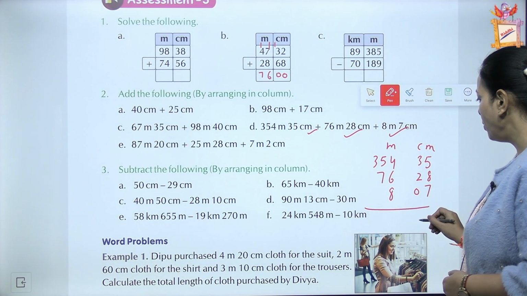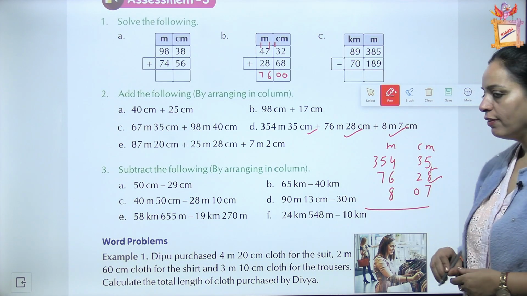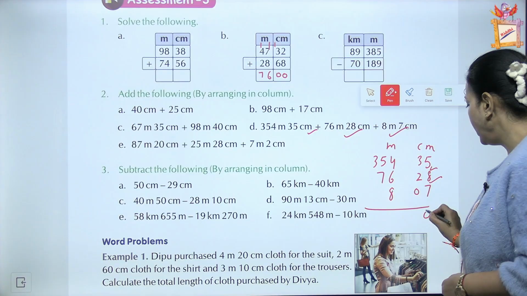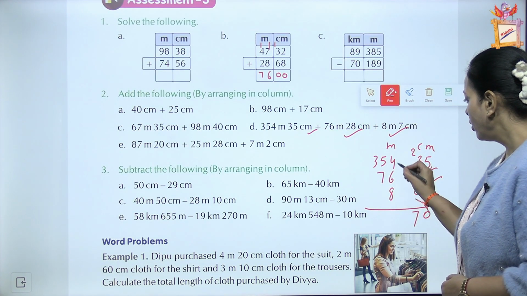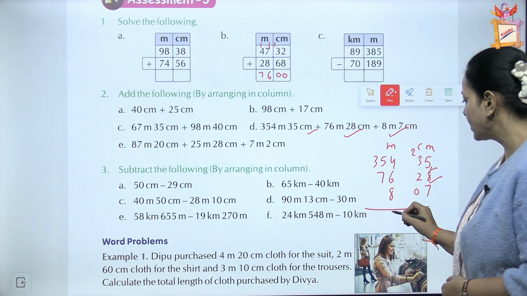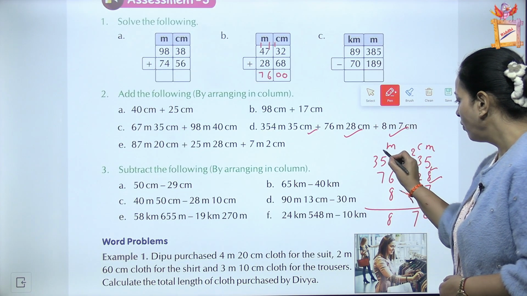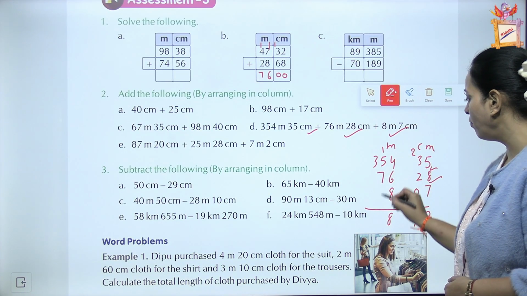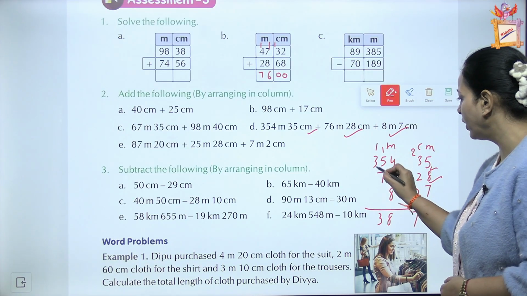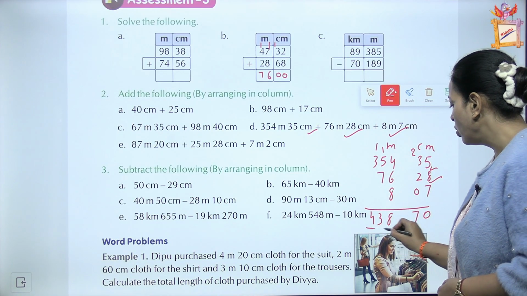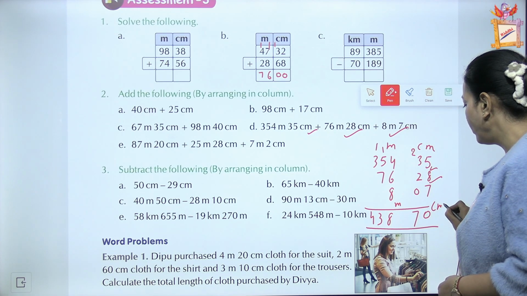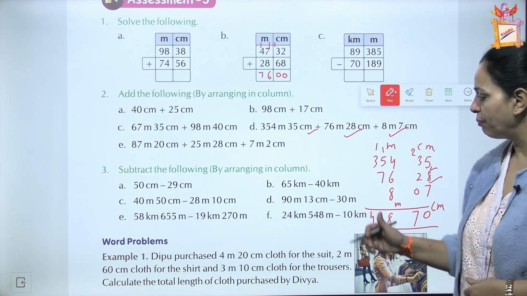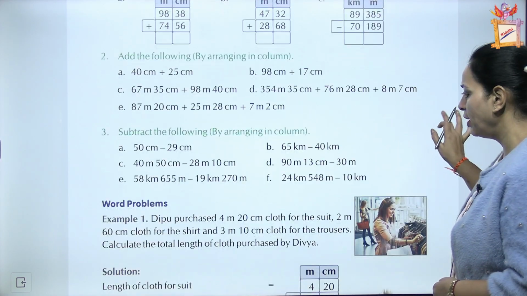Now add centimeter first. 5 and 8, 13 and 7, 20. 2 carry. This is 7. Now add meter. 4, 6, 10 and 8, 18. 1 here, 7, 5, 12 and 1, 13, 3 here, 1 carry, 3 and 1, 4. So 438 meter and 70 centimeter. Similarly, you can try remaining parts.